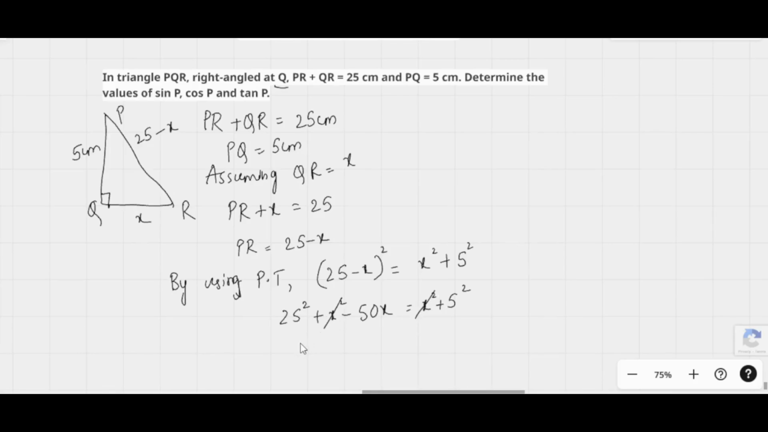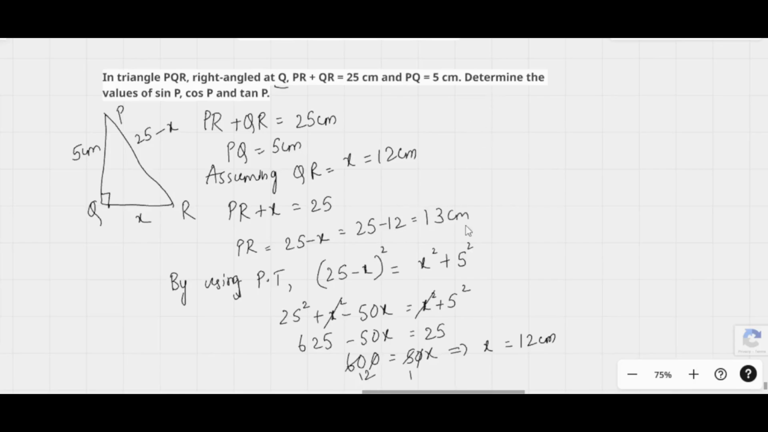So 25 square is 625, and minus 50x is equal to 25. 625 minus 25 will be 600, which is equal to 50x. So the x value will be 0 0 cancel, 5 ones are 5, 5 twos are 10, x equal to 12 centimeters. So if x equals 12 centimeters, then QR is also 12 centimeters and PR will be 25 minus 12, that is 13 centimeters.